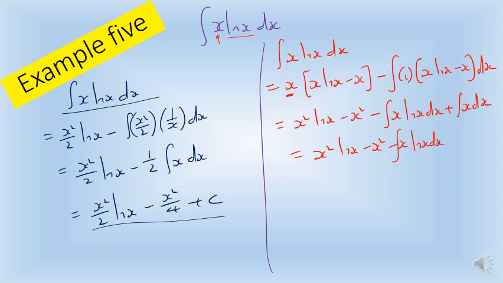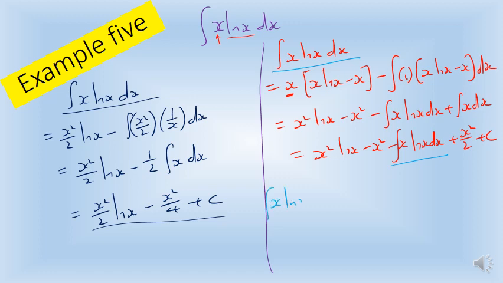And then the last one becomes plus x squared over 2 plus a constant. Having a look at this very carefully and thinking, what's going on? This is what we wanted. There it is on the right-hand side, left-hand side. So what we've got here, let's have a look at this.